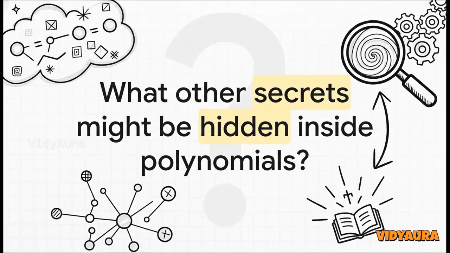So let's just recap. We've seen that the very DNA of a polynomial, its coefficients, can actually predict the sum and product of its solutions before we even find them. And that just leads to one final big question. If a secret that powerful is hiding in plain sight, what other incredible patterns and deeper truths are still waiting to be discovered inside these amazing mathematical objects?